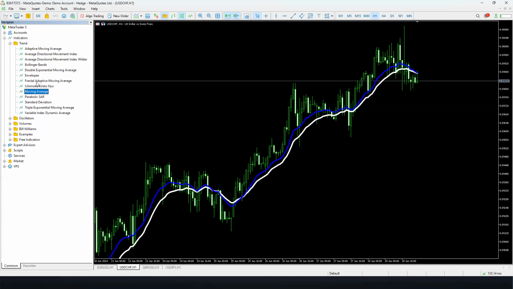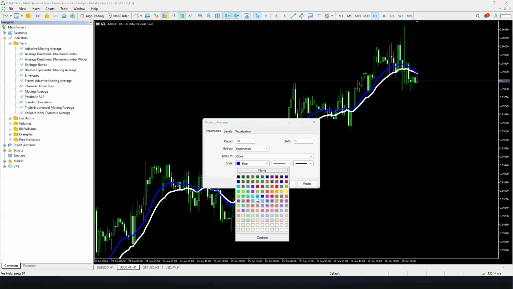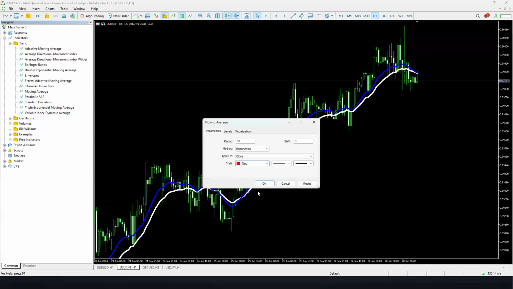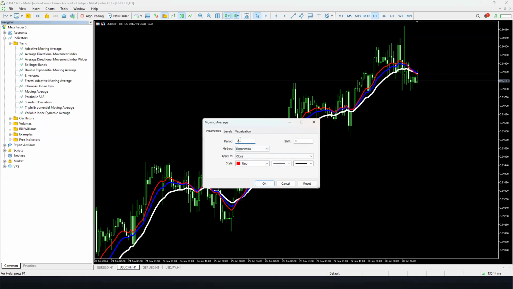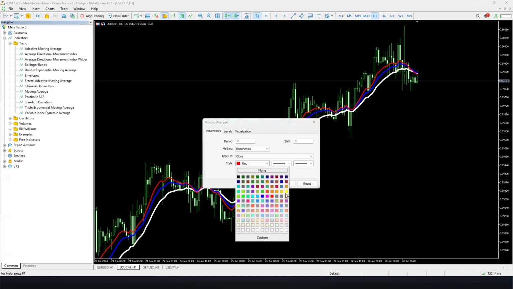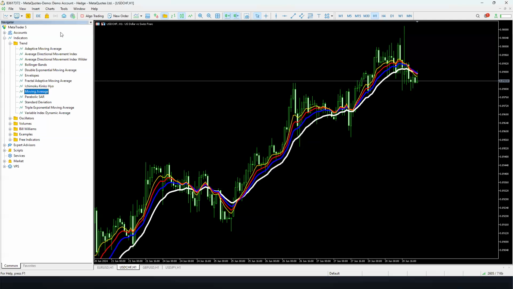Moving average 14. Then I come here and say moving average 10. Next one, change the thickness, change the color to red. And then the last one, I say moving average 7. All right. Change the color and give me gold. I say okay. So this is my template.